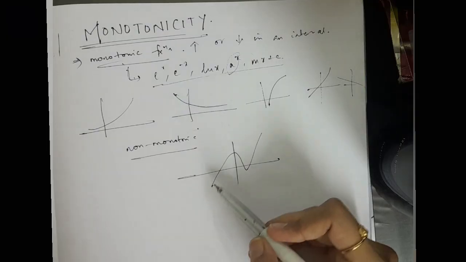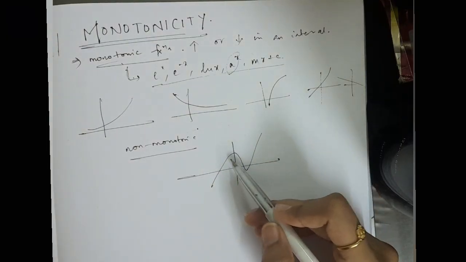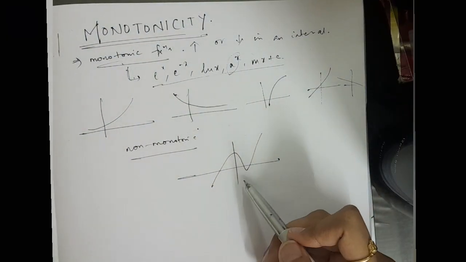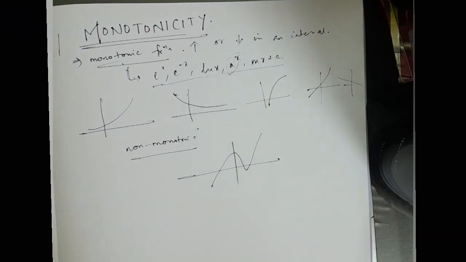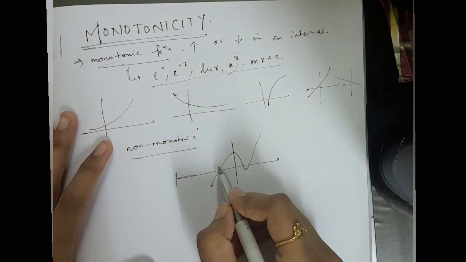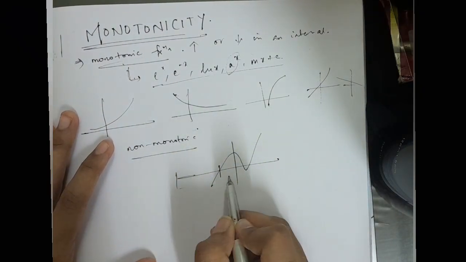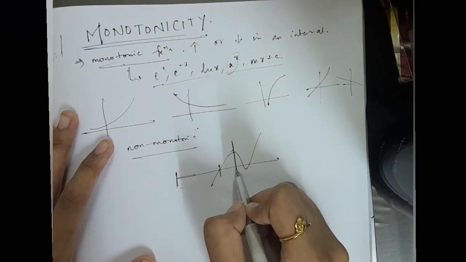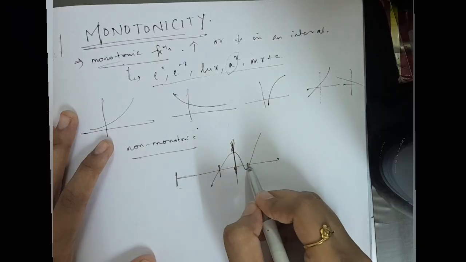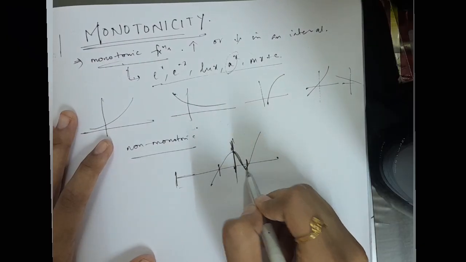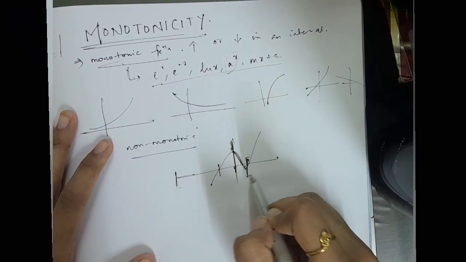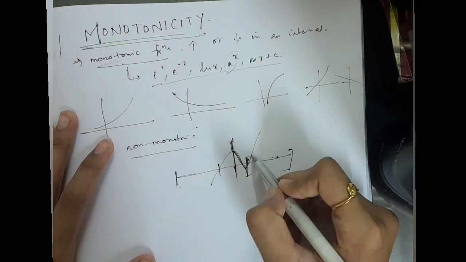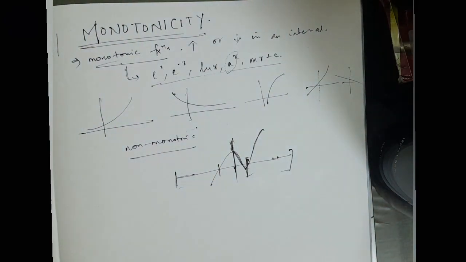That's a cubic function, and it's not strictly increasing or strictly decreasing. It's increasing and decreasing and then again increasing. So that's non-monotonic. But if the interval given was something like minus infinity to this one, that would be a strictly increasing function. Or if it was minus infinity to here, that would again be strictly increasing. And from over here to over here, it's strictly decreasing. And again, if the interval is from over here to positive infinity, that's an increasing function. That's something you need to keep in mind.